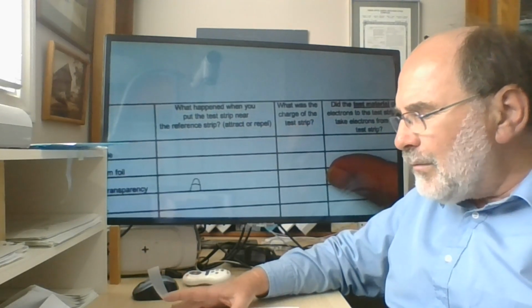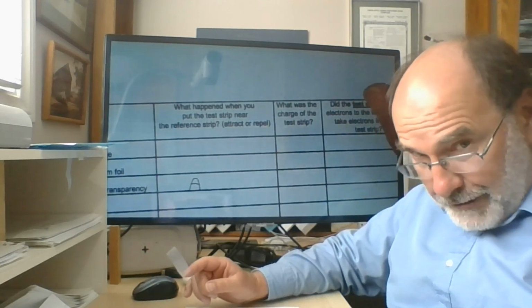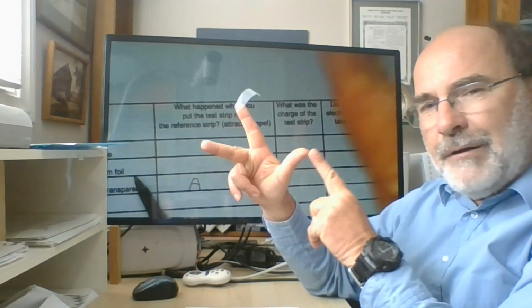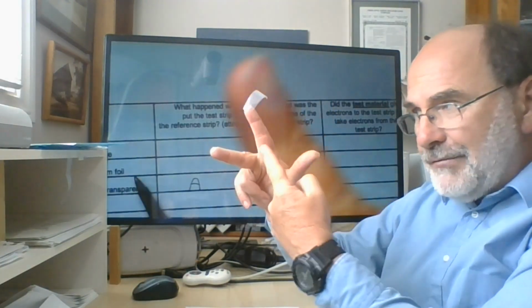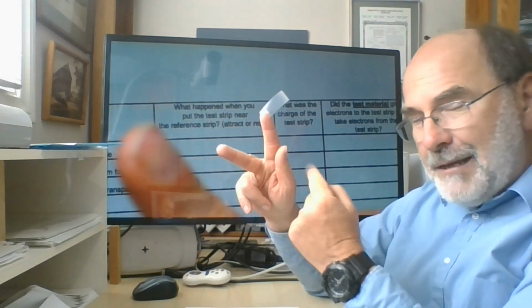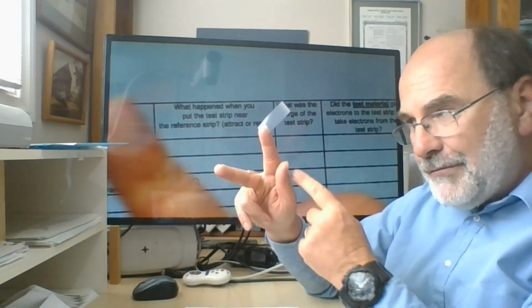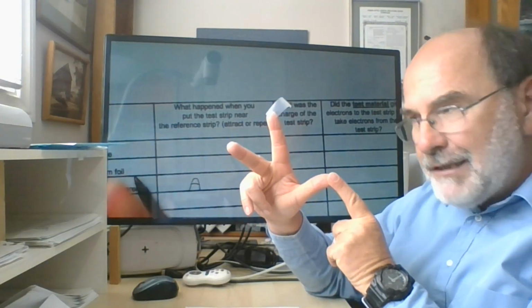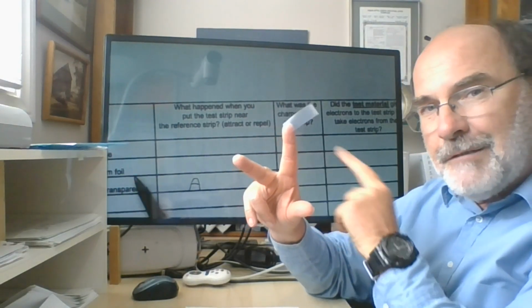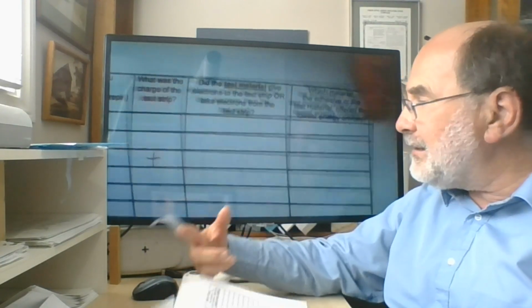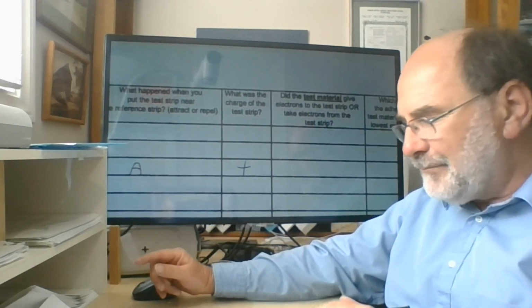Next column. What was the charge on the test strip? Okay, so you have to work through your 3 fingers. The reference strip is always negative, and if the test strip attracts to the reference strip, then they must be opposite in charges. And if they're opposite in charges, and if the reference strip is negative, then the test strip must have been positive. So what was the charge on the test strip? Positive, which is what I'm writing down somewhere where you can't actually see it.